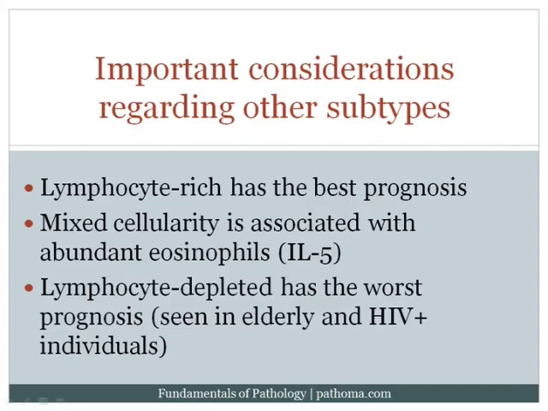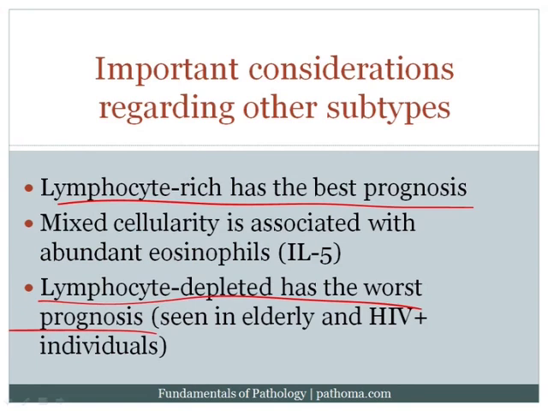The other subtypes are not necessarily super common, and it's often difficult to remember them, but I'll just tell you a few important principles. Number one, the lymphocyte rich has the best prognosis. Number two, the lymphocyte depleted has the worst prognosis. So the more the lymphocytes, the better; the less the lymphocytes, the worse. And the lymphocyte depleted happens to be seen in the elderly and in HIV-positive individuals.